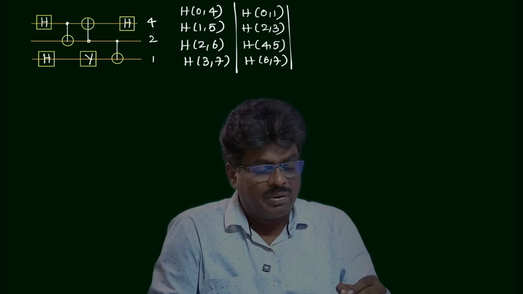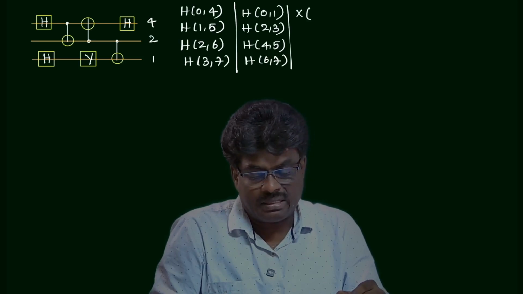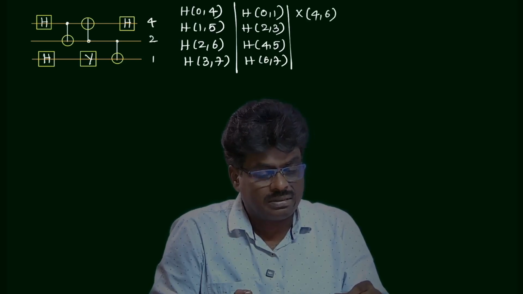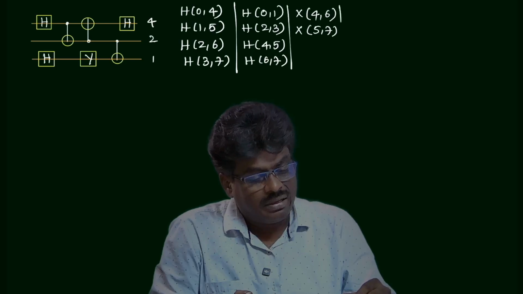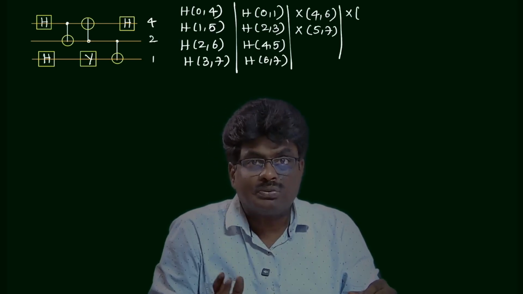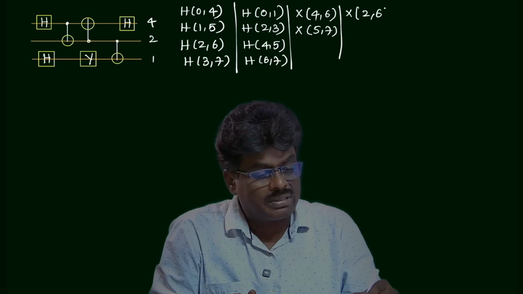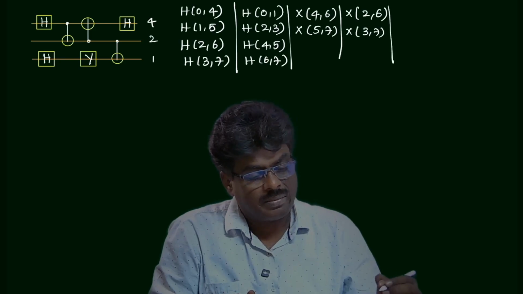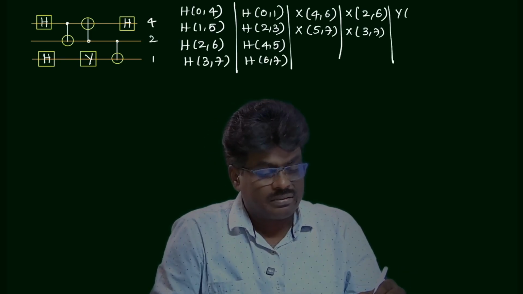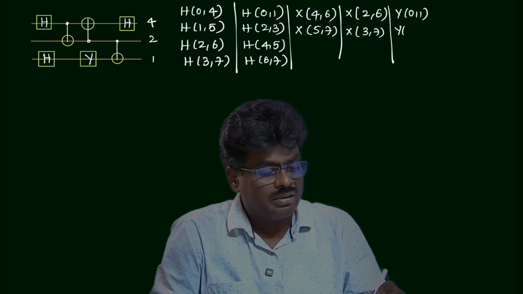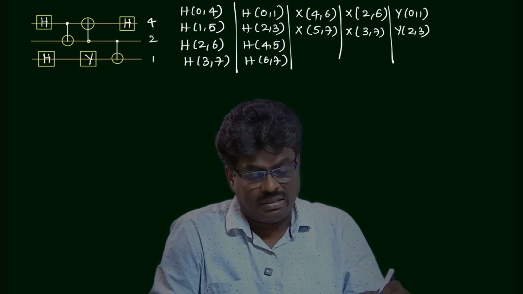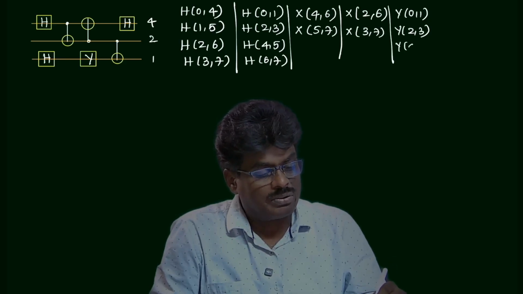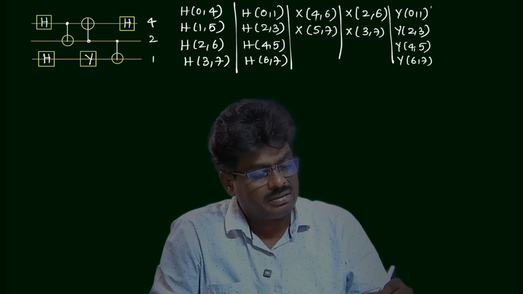So no issue. Now I am taking X, that is a 4 to 2, 4 comma 6, and you have to add 1, that is a 5 comma 7. Next one more X, that is a 2 to 4 this time, so 2 comma 6, and you have to add 1, a 3 comma 7. Next you can take Y, that is a 0 comma 1, Y 2 comma 3. Next Y you have to add 4, 4 comma 5, Y 6 comma 7.